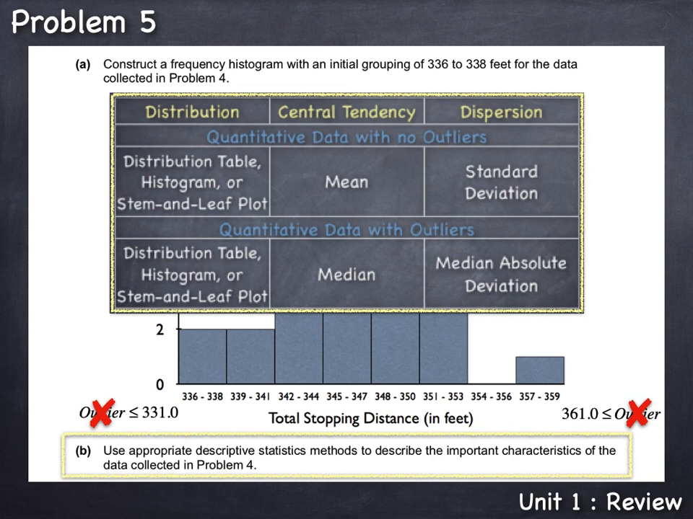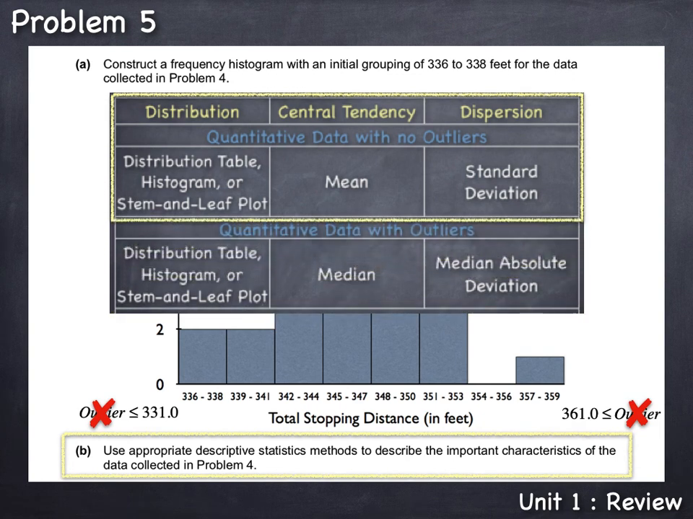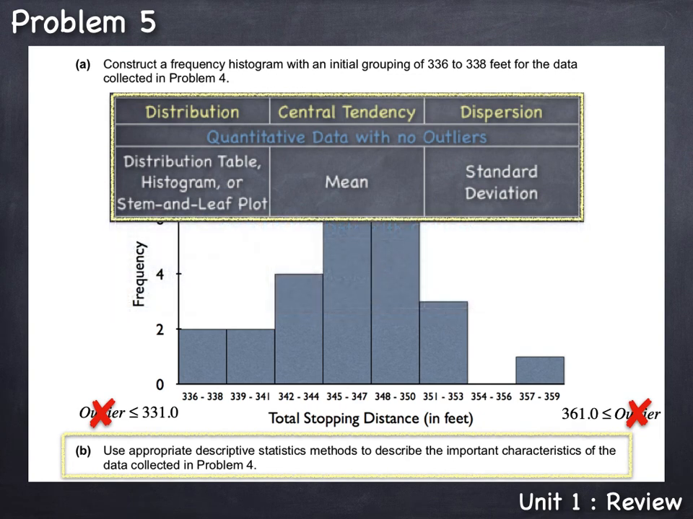So when we have quantitative data with no outliers, we could use the mean to measure the central tendency and the standard deviation to measure the dispersion. We already have these values calculated from before, so we're ready to continue. As far as the distribution goes, we can use either a distribution table, a histogram, or stem and leaf plot to reveal the distribution or the shape of the data. Since we've already constructed a frequency histogram in part A, we can just look at our answer to part A to reveal the distribution.